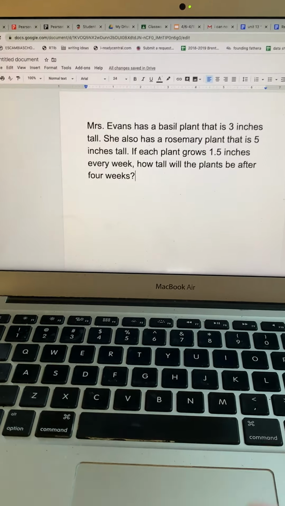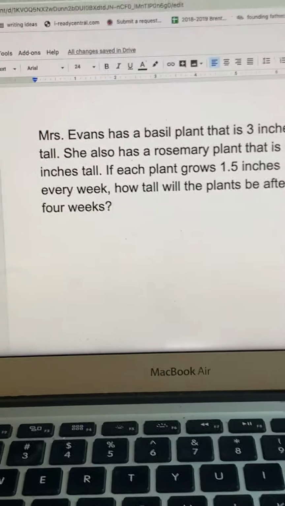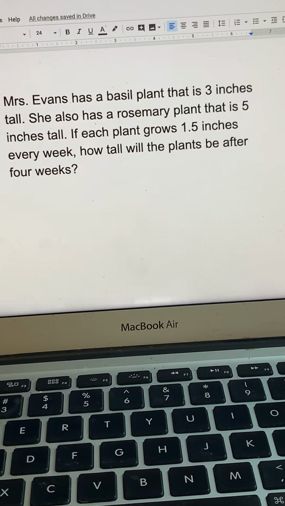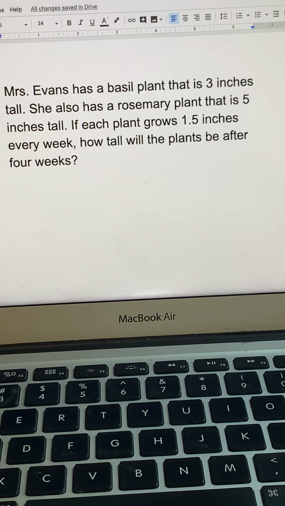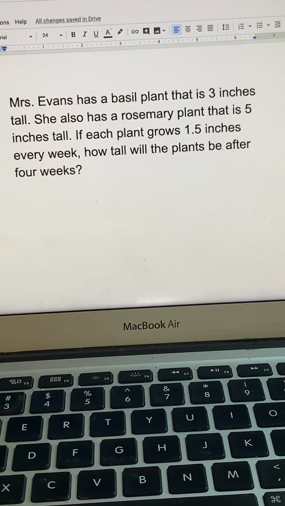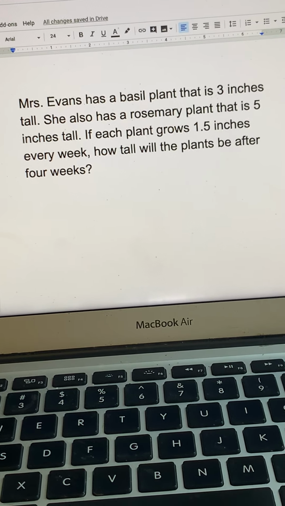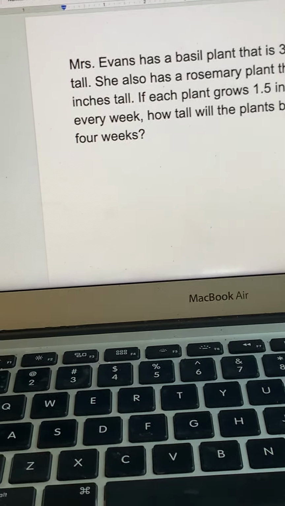To start off, I'm going to give you this problem. Think about it as I read it. Miss Evans has a basil plant that is 3 inches tall. She also has a rosemary plant that is 5 inches tall. If each plant grows 1.5 inches every week, how tall will the plants be after 4 weeks?